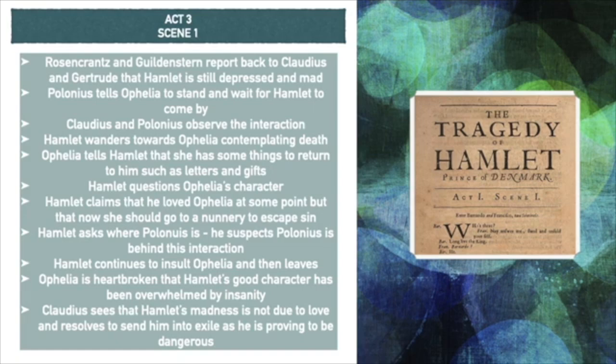Claudius sees that Hamlet's madness is not due to love and resolves to send him into exile, as he is proving to be dangerous. Why is he proving to be dangerous? Because Claudius thinks maybe he's onto him, maybe he's figured out this whole thing. We need to get Hamlet away before he threatens the throne.